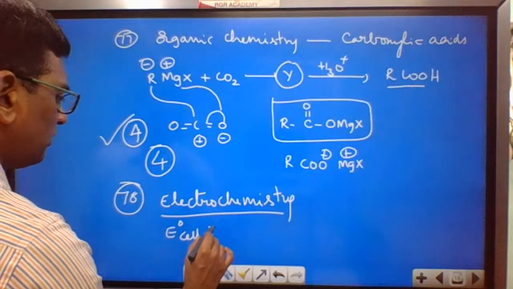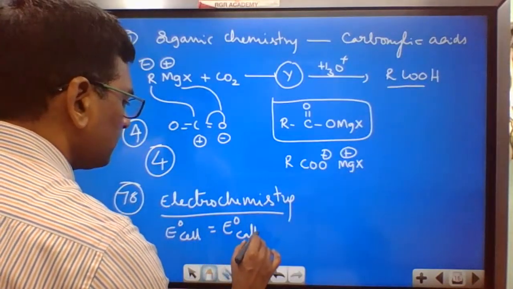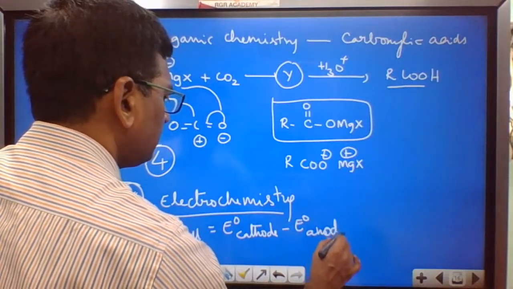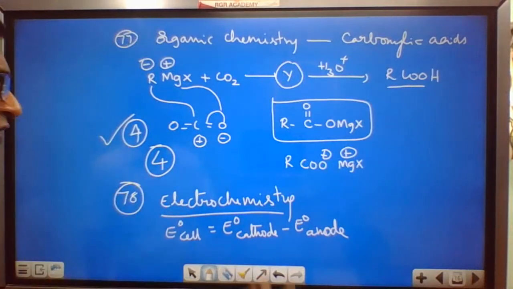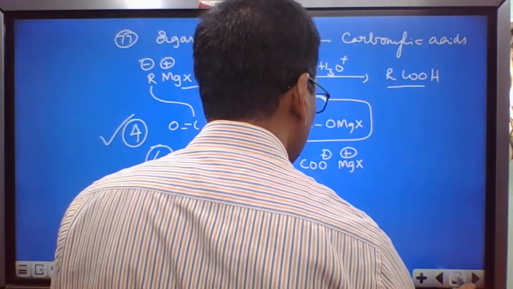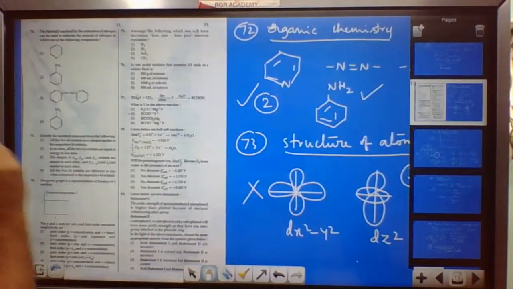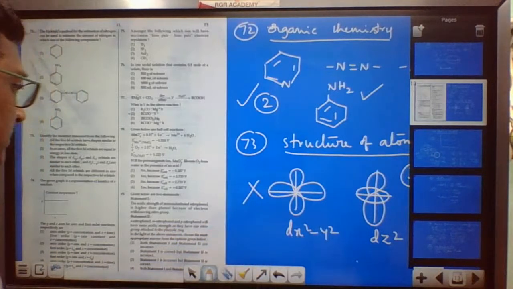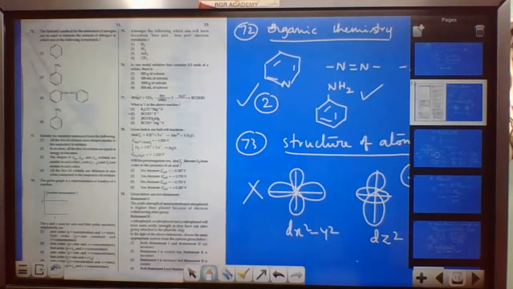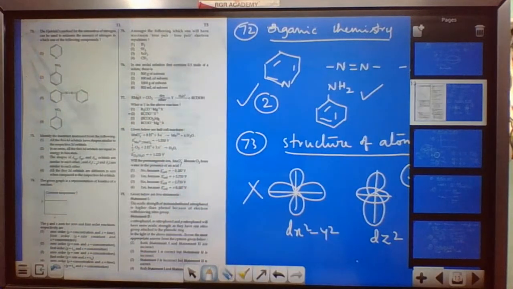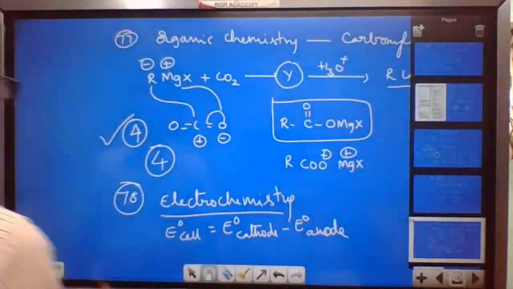E0 cell is equal to E0 cathode minus E0 anode. So which one acts as a cathode and which one acts as an anode? Very simple. The standard electrode potential which is less between the two always acts as an anode, and which is more acts as a cathode. So the first one is minus, that is less, so it acts as an anode, and the other one acts as a cathode. So what will be the E0 cell here?